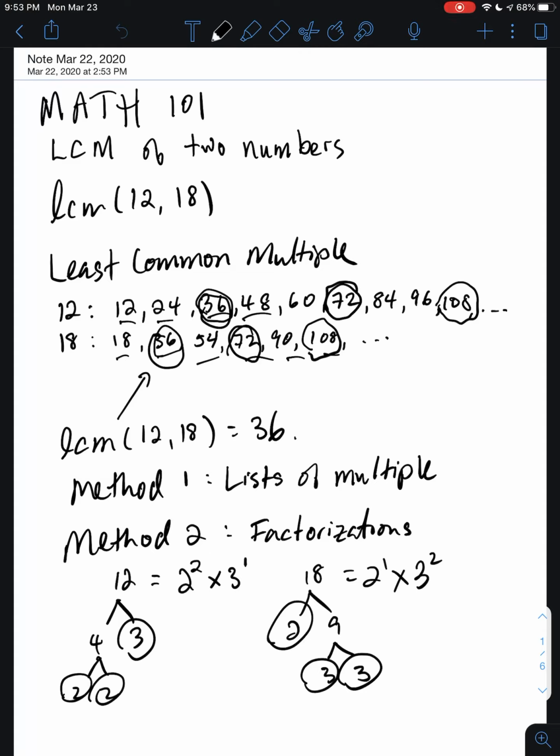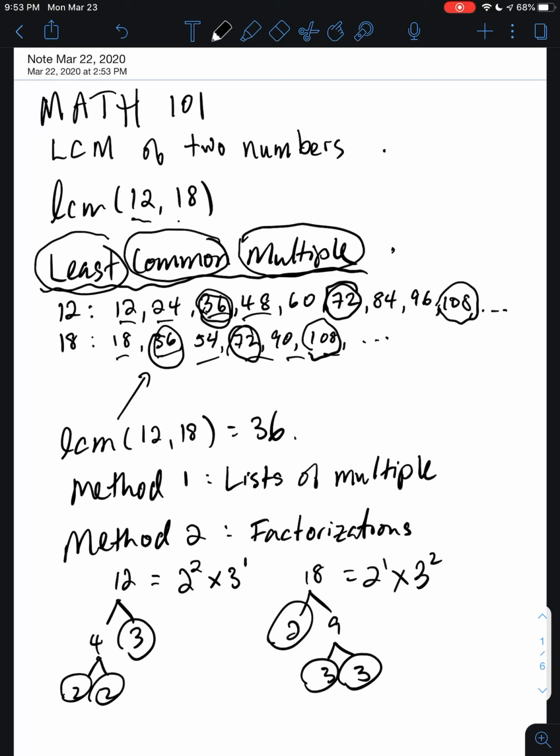So here we're talking about LCM of two numbers, and LCM means least common multiple. Least common multiple is like the twin of GCD, and we'll see exactly how it's like a twin in a moment. But the idea is that we need to find the multiples of two numbers, and then we find the common multiples of those two numbers, and then of all the common multiples we find the least. So let's do our friends 12 and 18.